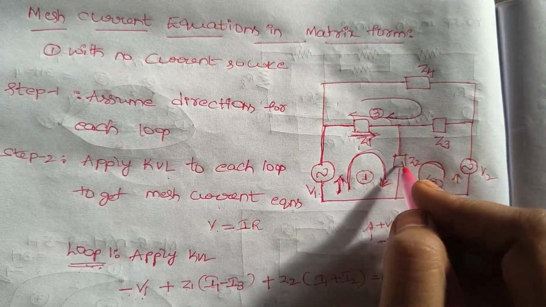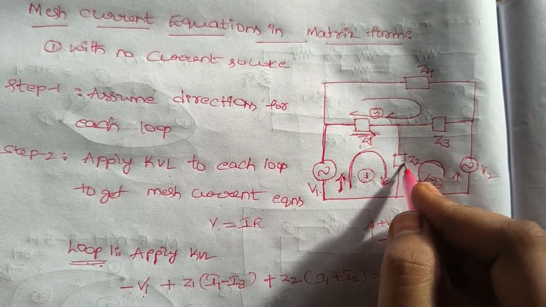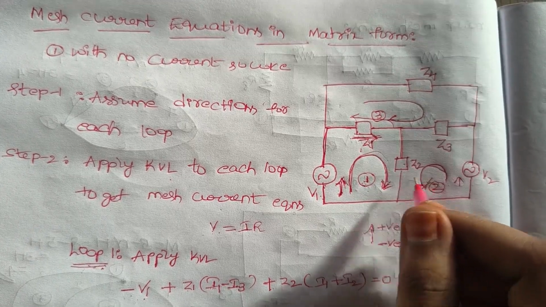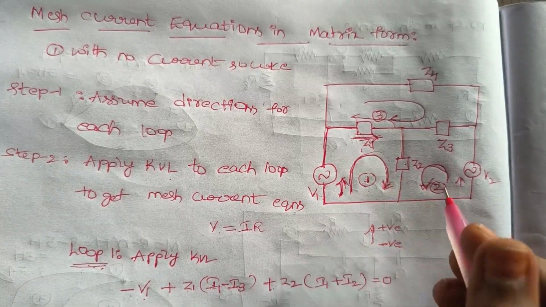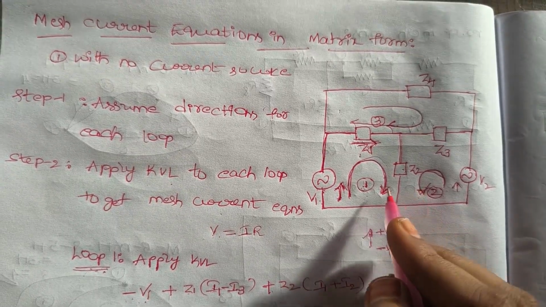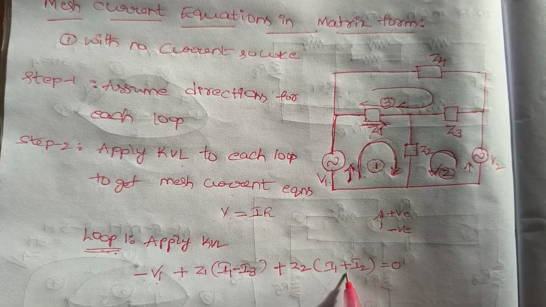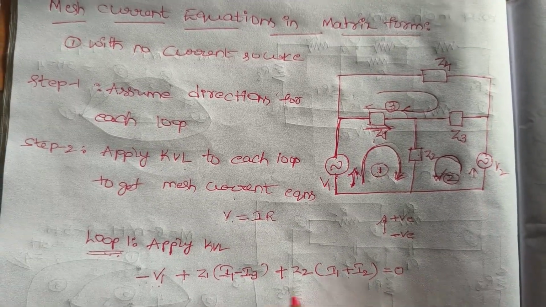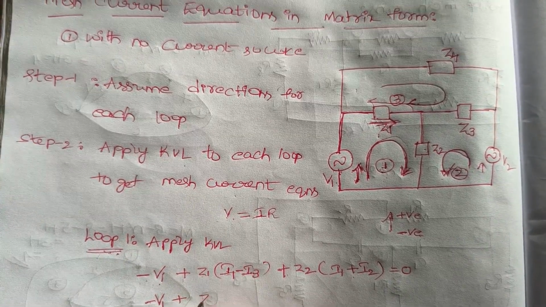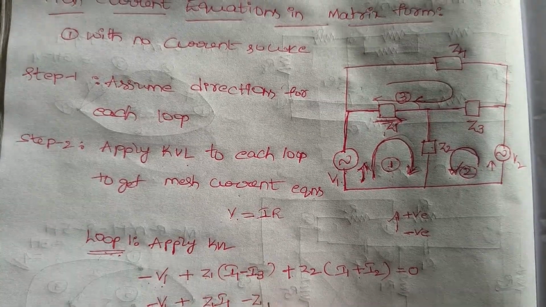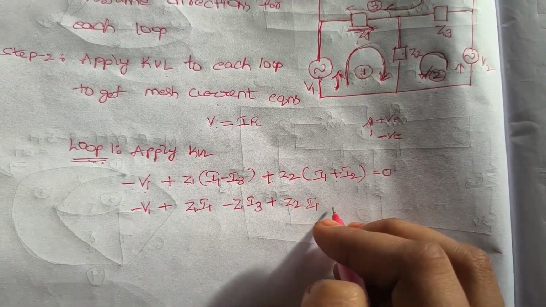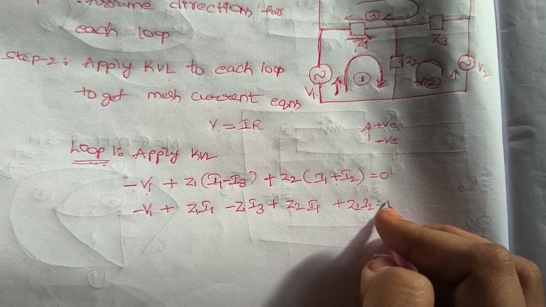Next, the current enters into the Z2. This Z2 is the interconnection between loop 1 and loop 2. Here, loop 1 is traveling downwards and loop 2 is also traveling downwards. So the loop 2 I2 current is the same as the I1 current, so we have to take plus I2 equals to 0. So when we multiply: minus V1 plus Z1 into I1 minus Z1 into I3 plus Z2 into I1 plus Z2 into I2 equals to 0.